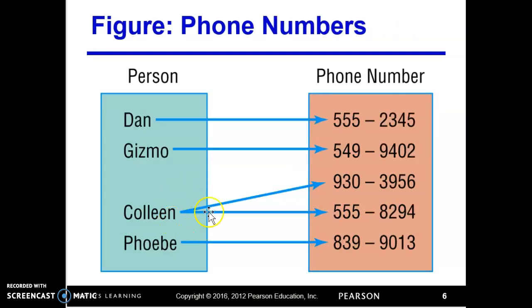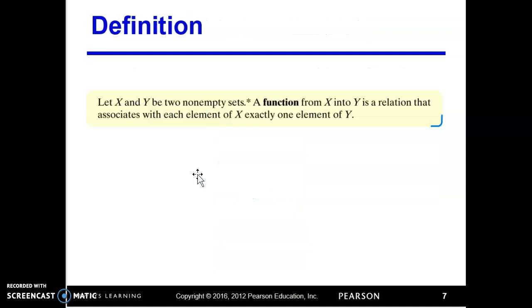So here for a difference, there's two different arrows coming off of this input, this person Colleen. Since there are two different arrows coming off of here, that tells me that this one is not a function. So that's kind of our difference there.